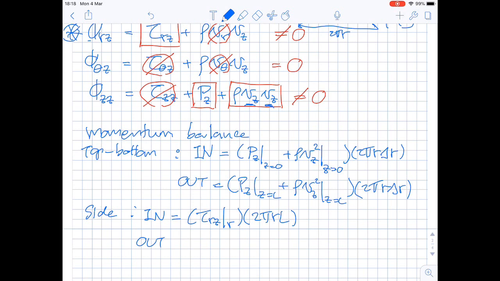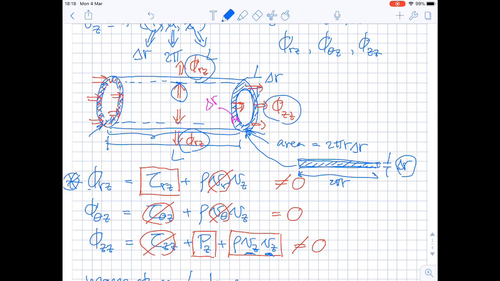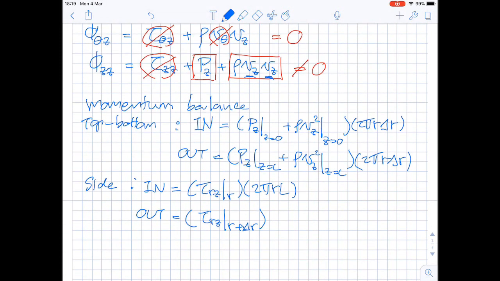On the other hand, for the output, tau Rc takes place at R plus delta R, because output is going here. It's shifted by the distance of delta R. So the area perpendicular to the flux is supposed to be the outer circumference of the circle. So it should be 2 pi times r plus delta r times L. Alright?